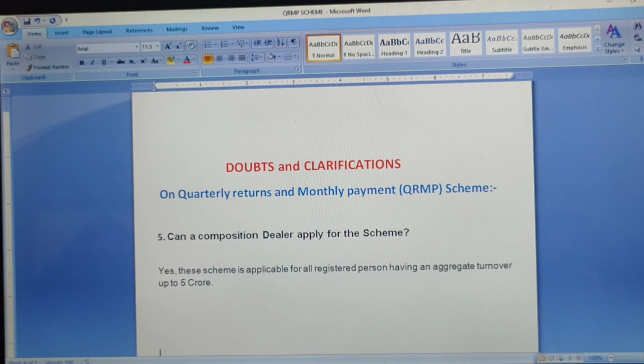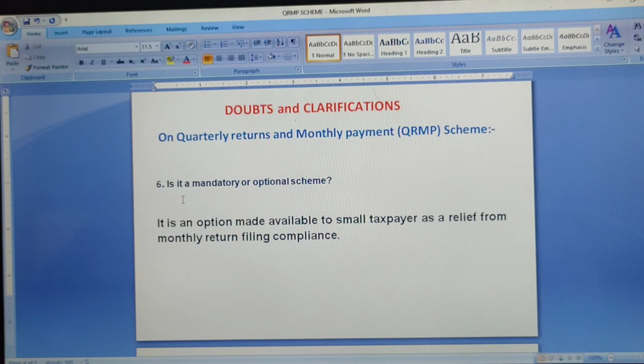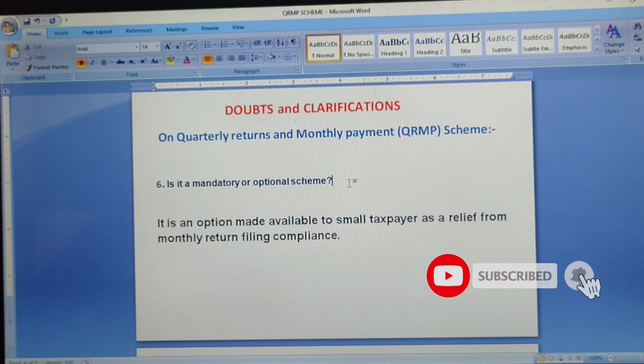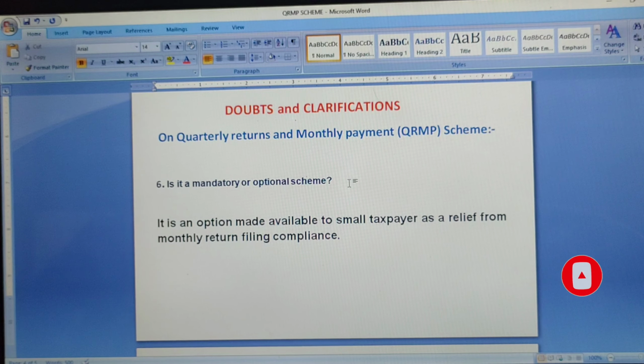And can a composition dealer apply for this scheme? The answer is yes. This scheme is applicable to all registered persons whose aggregate turnover is up to 5 crores. So even a composition dealer can apply for this scheme. And whether it is a mandatory or optional scheme, it is completely an option made available to small taxpayers as a relief from the monthly returns filing compliance. So it is a completely optional scheme.